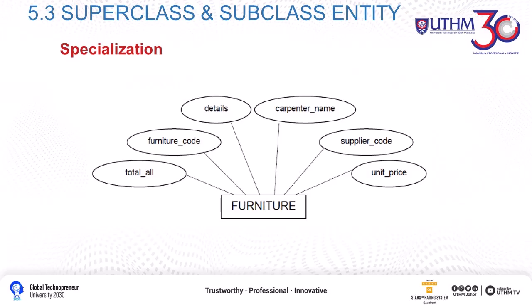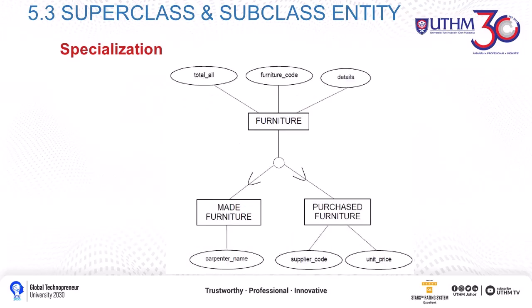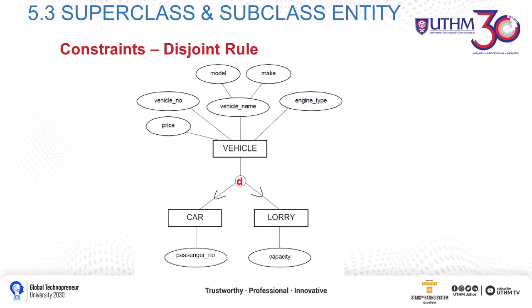In the previous slides, I have shown how generalization is applied. Now, let's take a look at the specialization concept. For example, let's say we have an entity named furniture with the attributes shown on the slide. From the furniture, we can specialize them into made furniture and purchased furniture as shown on the slide. As you can see, the subclass made furniture has one unique attribute and the subclass purchased furniture has two special attributes.